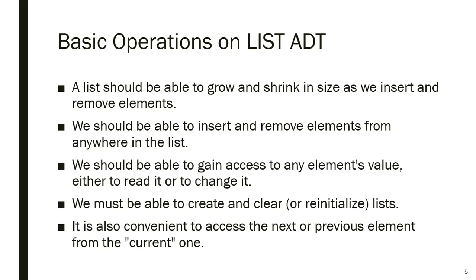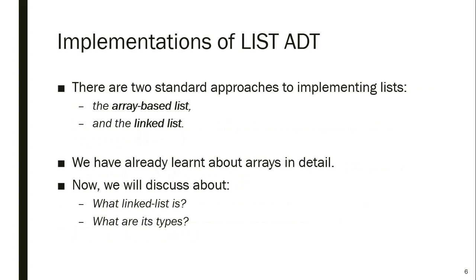We should be able to gain access to any element's value, either to read it or change it. Change means updation, and to read means to traverse. We must be able to create a list, or clear, in other words reinitialize, a list. It is also convenient to access the next or previous element from the current one. These are some basic operations on a list.